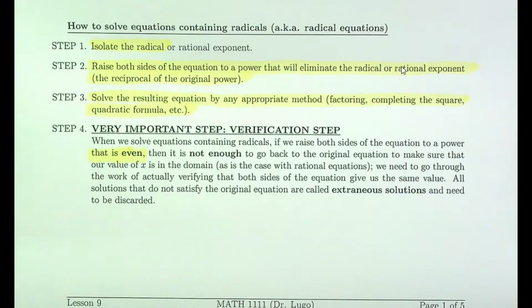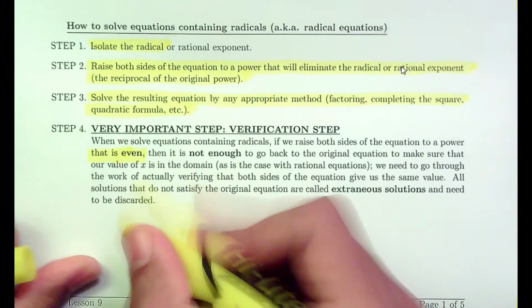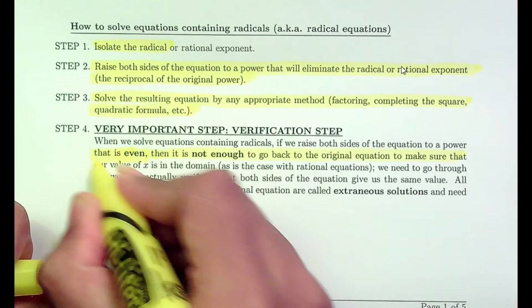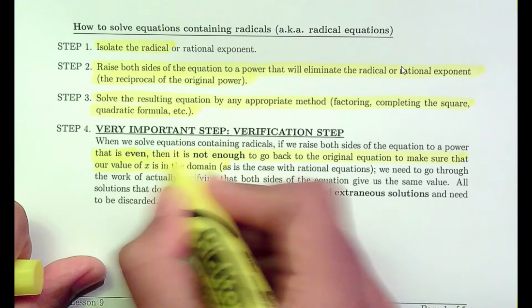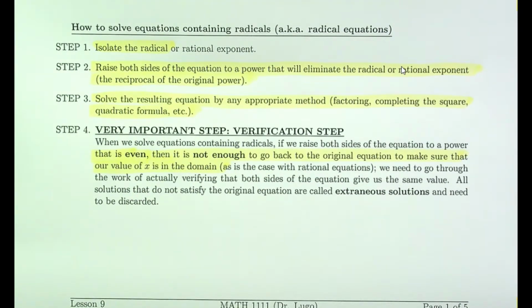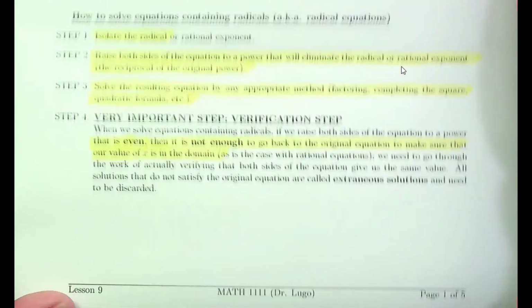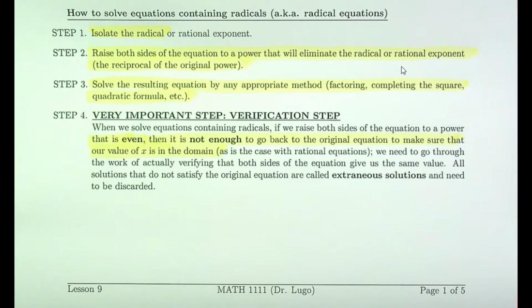If we have to raise both sides of an equation to an even power, like 2, 4, etc., you have to do this. This is not optional. If the power is odd, then you don't really have to, as long as you know that you didn't make any mistake. But for radical equations in general, it's good to just do it, get used to it, even if the exponent is not even. You have to check that the solution actually works by going back to the original equation, plugging it in, and making sure that everything works out perfectly.